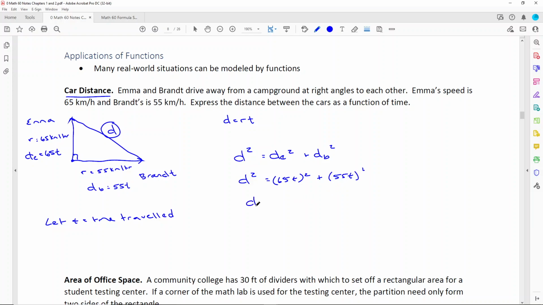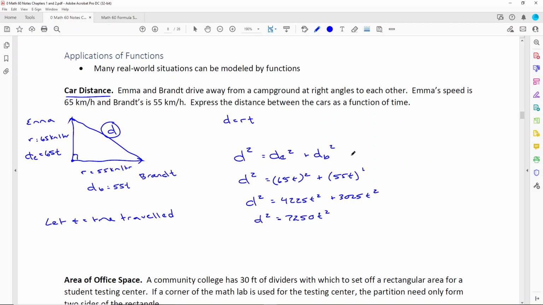Let's see if we can simplify. So let's keep it as d squared, and let's go 65t all squared. So I'm going to plug in 65 squared, and I get 4,225 t squared. And then I'm going to put 55 squared, and I get 3,025 t squared. Okay, so this is all equal to d squared. I'm going to collect like terms, and I get 4,225 plus 3,025, which is 7,250 t squared.